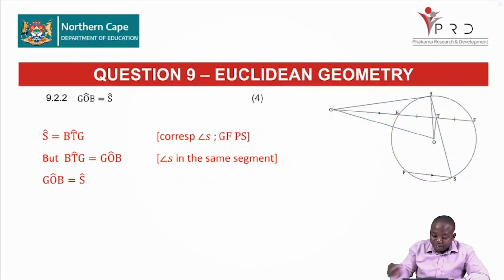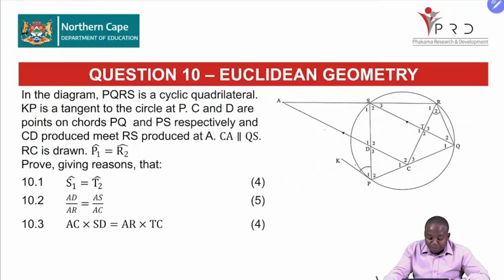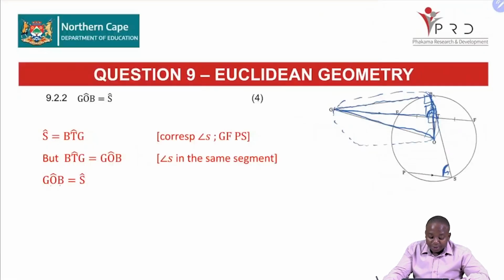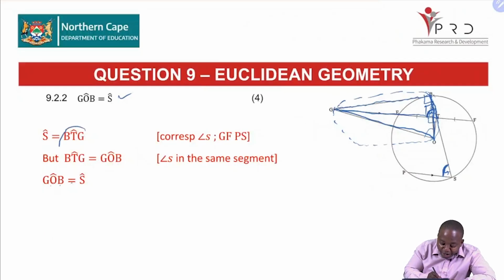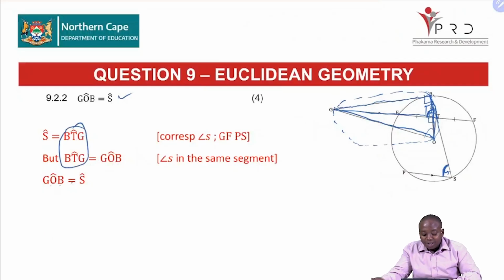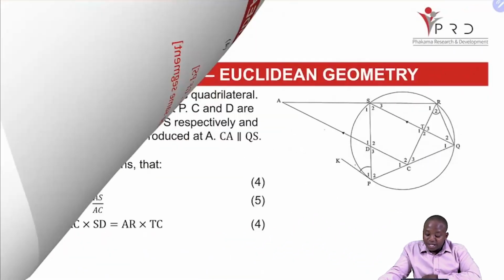So it is equal to S. Then we have proven that, let's proceed. Then we have proven that GOB is equal to S, and both of them are equal to BTG. So that is how we prove that that is a cyclic quad.